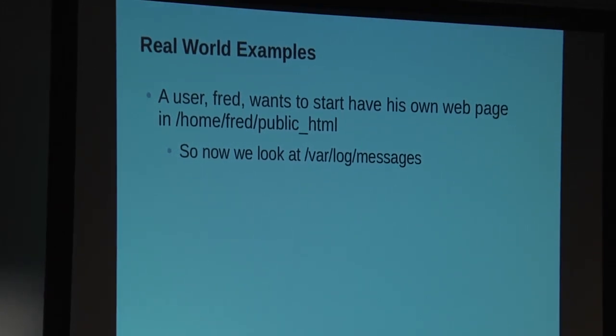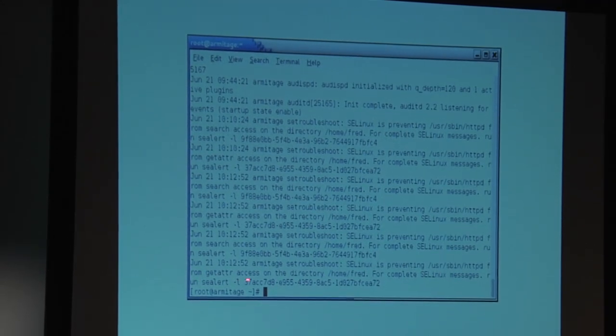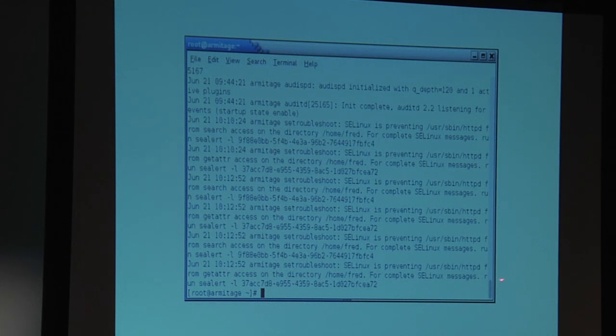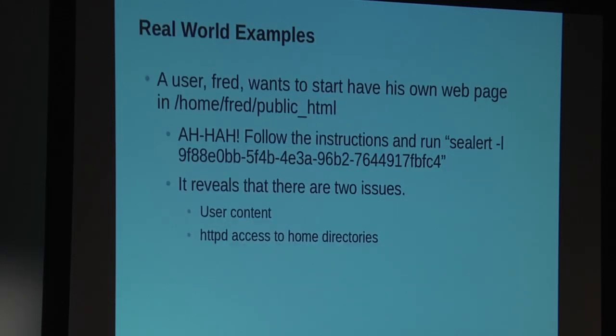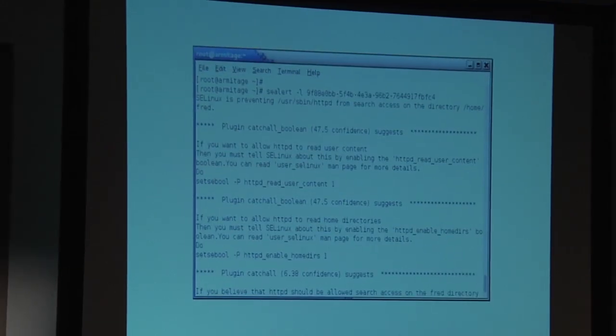Now, everyone knows SELinux is really hard, right? Really, this is hard stuff. So I look in the log file and it says, hey, SELinux is preventing httpd from getattr or access on this directory. For complete SELinux messages, run this command. Wait, this is hard. Hold on. So, okay, follow the instructions, and I run the command. Now, it's a big honking text string, so you have to copy and paste.